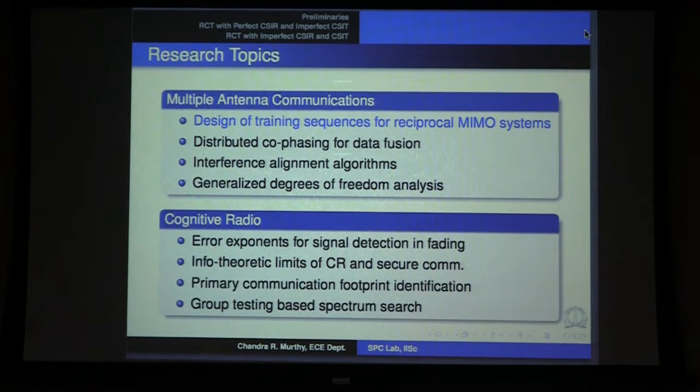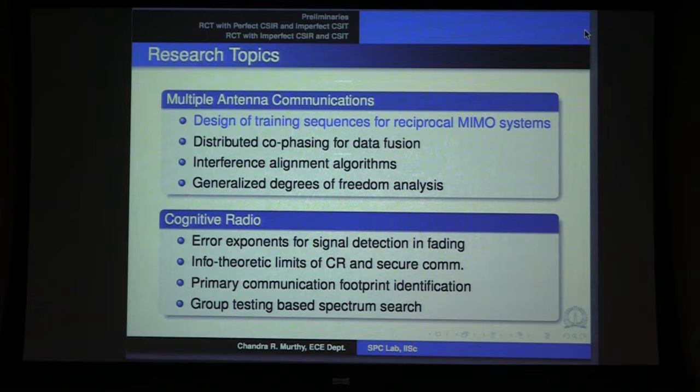So in a cognitive radio setup, you want to figure out the spectrum and the geographic areas that are occupied by so-called primary transmitters, so you can avoid those areas when you're transmitting as a secondary transmitter. One of the things you need to do is to be able to identify the transmitter footprints using, say, a small number of measurements. And so that's primary communication footprint identification.